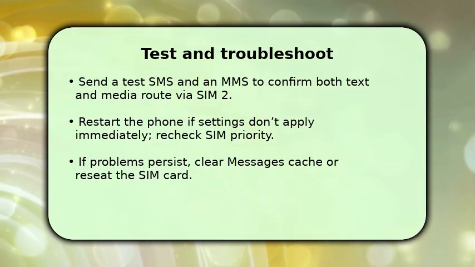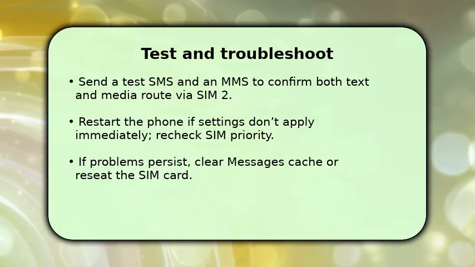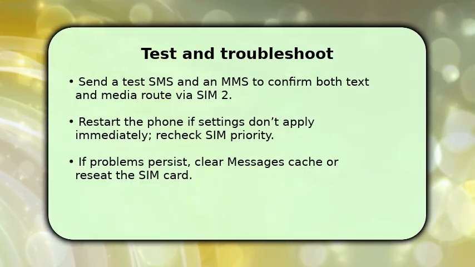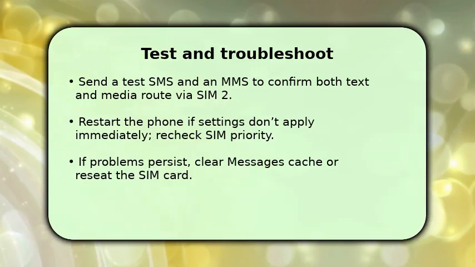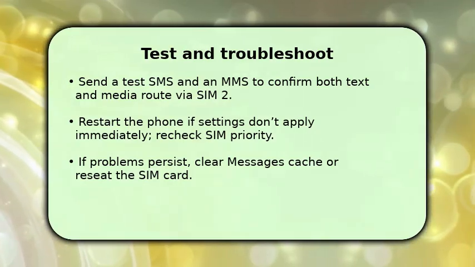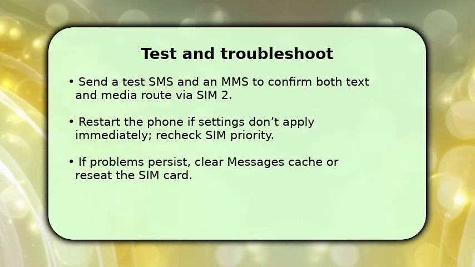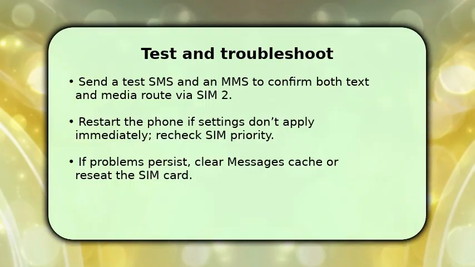If the change doesn't take effect, restart the phone to force settings to apply and then reopen SIM Preferences to confirm SIM2 remains selected. If you still have issues, clear the Messages app cache or power down and reset the SIM card. This reset often resolves registration and routing problems and is the key troubleshooting step to try first.